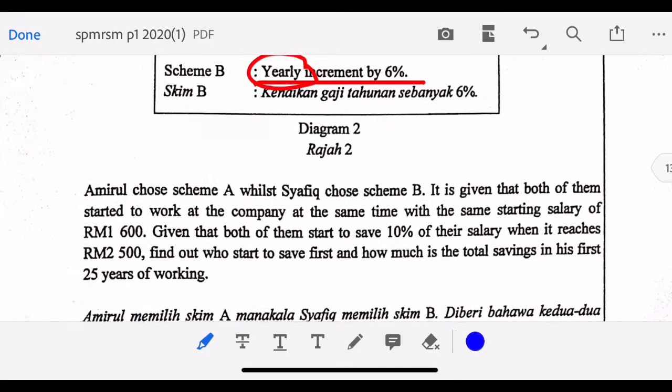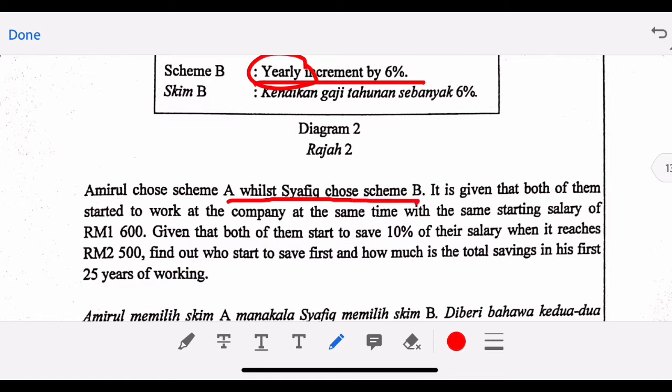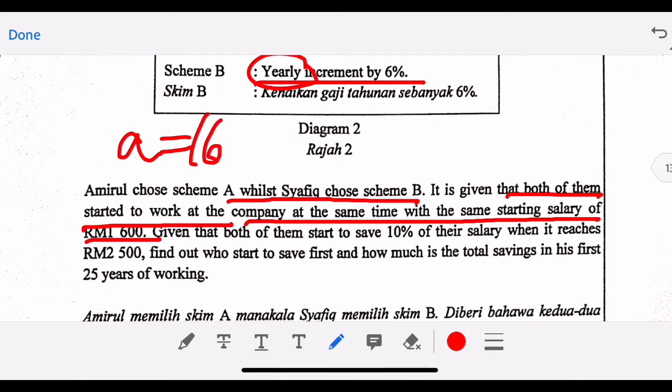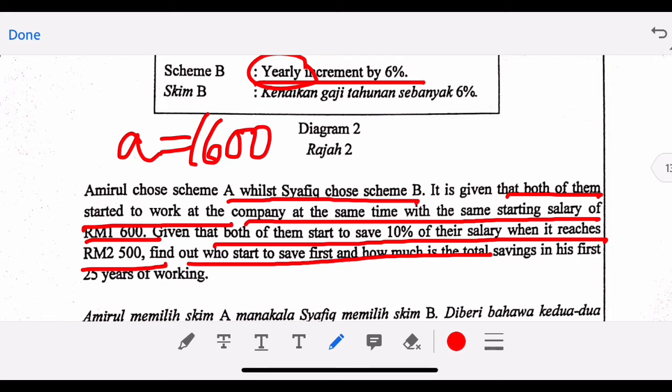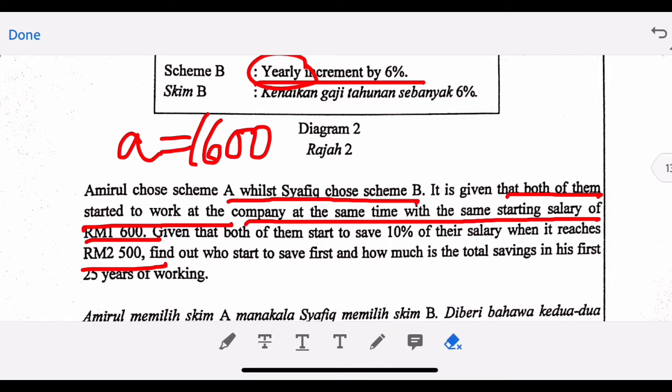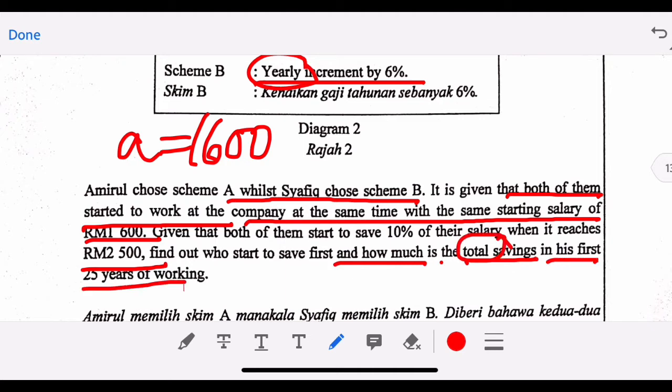Amiru chose scheme A while Shafiq chose scheme B. It's given that both of them start to work at the same company at the same time with the same starting salary. Okay, that means it is 1,600. Given that both of them start to save 10% of the salary when it reaches 2,500. So it takes how many years for them to reach 2,500? Find out who starts to save first, and then the total saving in his first 25 years of working, saving 10% of the salary.